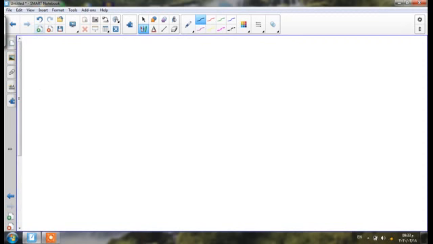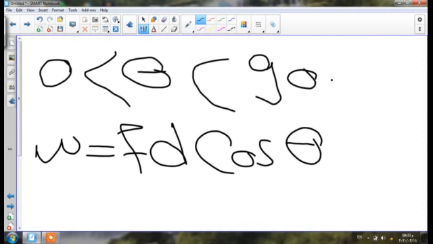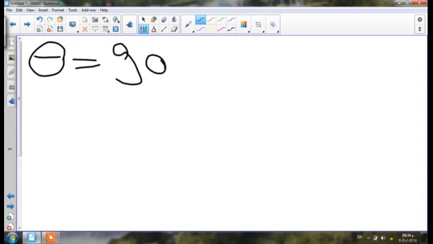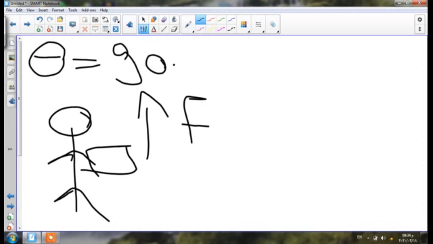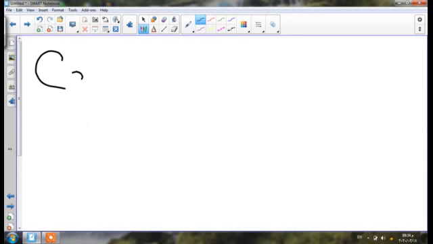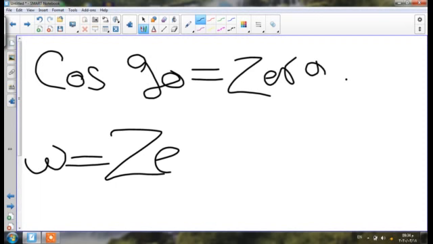Second case, if the value of theta is between 0 and 90, the value of the work will decrease and will equal Fd cosine theta, and the work will have a positive sign. Okay, the third one, if theta equals 90, like when I carry a bag, this is the direction of the force, and I move on, this is the direction of displacement. The angle between the force and displacement is 90, so cosine 90 equals 0. So the work done will equal 0.